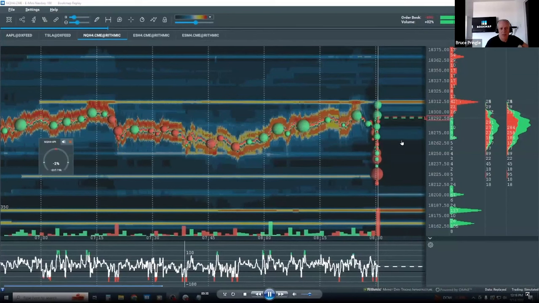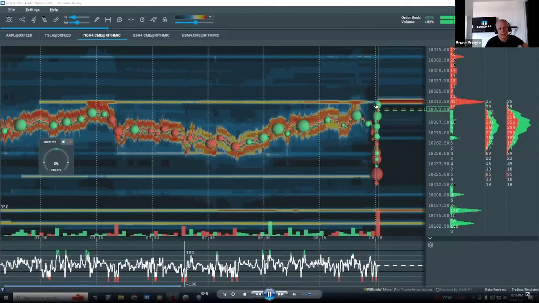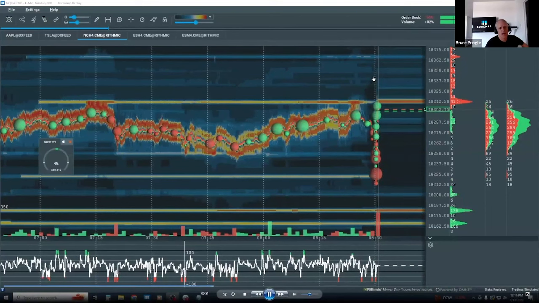And we're talking about potentially trapped sellers in here, looking for the squeeze to the upside to other levels of liquidity. So this 312 would be the first target, and then this 18.366 would be the second target here.